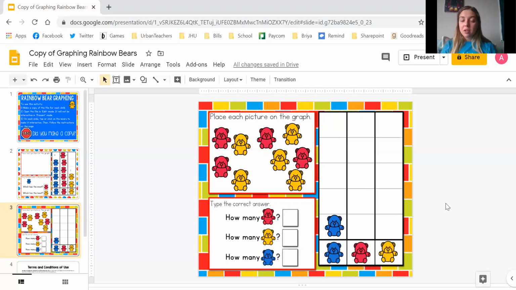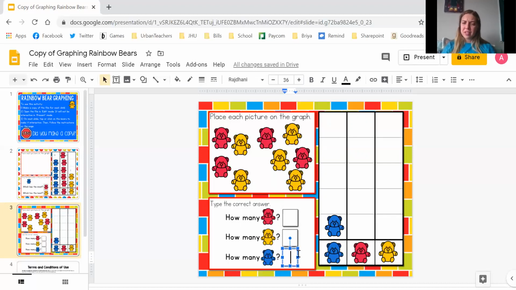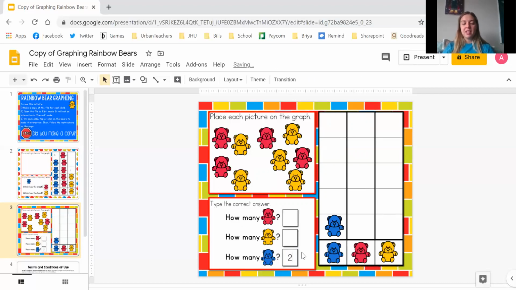So let's count the blue bears. 1, 2. 2 blue bears. I'm going to come over here and put in the number. What number is it again? 2. Nice job. 2 blue bears.